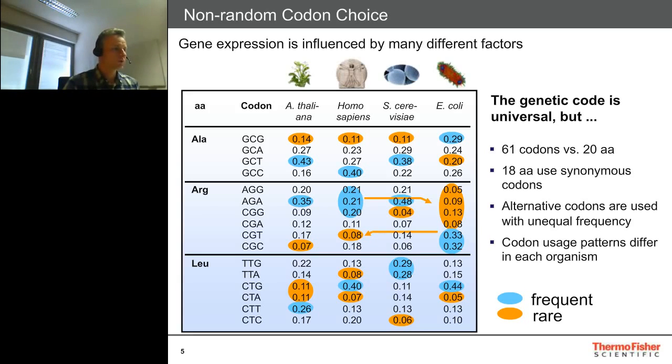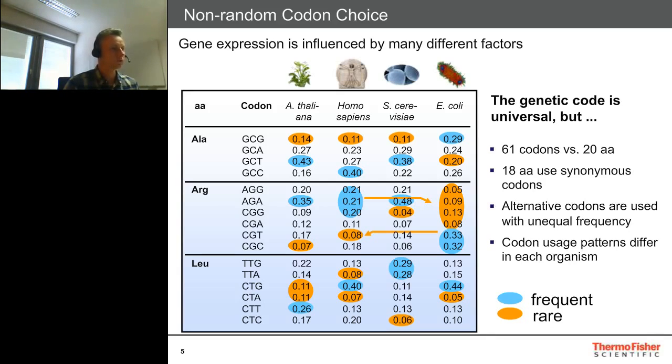So for example, an E. coli codon that is frequent can be rare in Homo sapiens and the other way around. And codon usage patterns differ in each organism, obviously. So if we want to optimize a gene, we have to use the codon usage of the host organism, the organism that the gene needs to be expressed in.